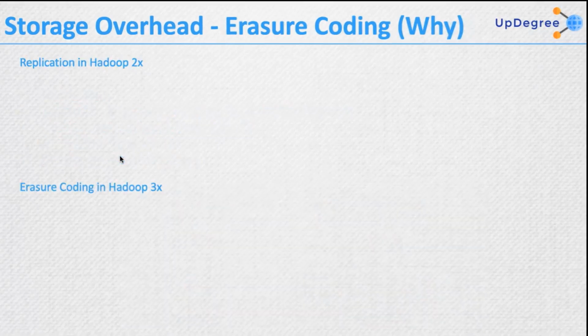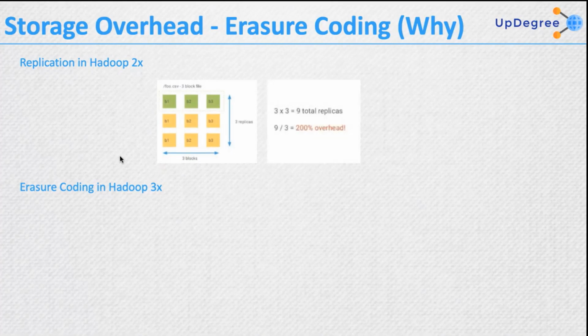Let's understand with an example. On the top, you can see that we have a replication factor in Hadoop 2x. So this is how the replication factor works. We have 3 blocks, and 3 blocks get replicated 2 more times, which is a 200% overhead. So 3 into 3, that's 9 total replicas. 9 divided by 3, that's the 200% overhead that you get.